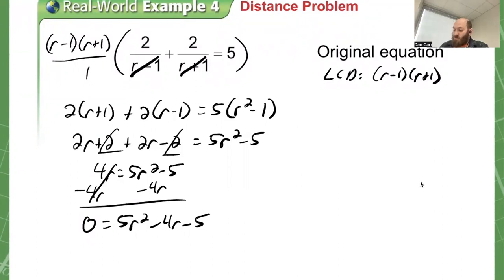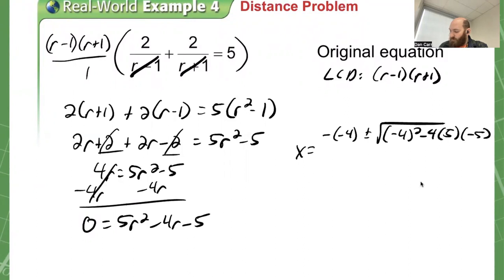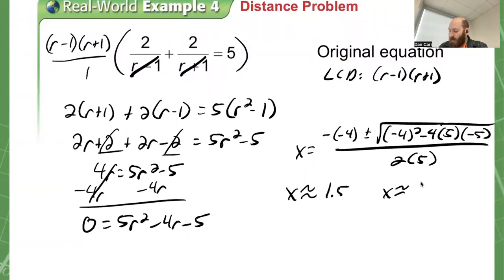That's what I was looking for. So in that case, I'm going to use the quadratic formula. So we could do x equals negative b, so negative negative 4, plus or minus the square root of negative 4 squared minus 4 times a times c, all over 2 times a. I'll let you go ahead and practice that on your own, simplifying and everything, but you should get 2 answers. So when I do this, I get x is about 1.5 and x is about negative 0.7.